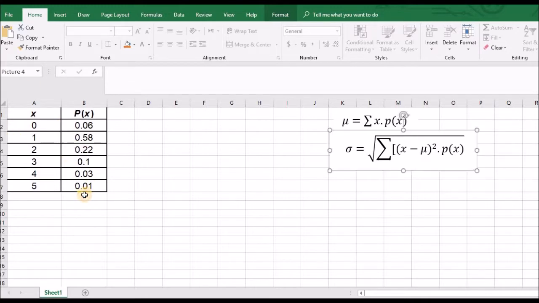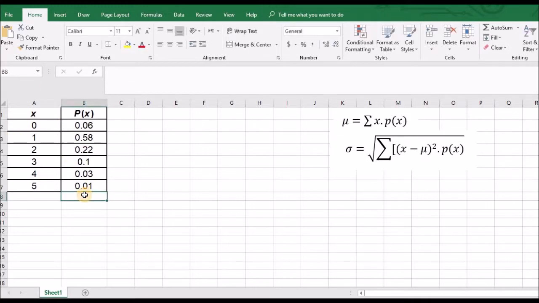Let's just check first that it is actually a probability distribution. So to check, I'm going to add all of the probabilities up and see if they add up to 1. So they add up to 1, and sure, that is a probability distribution.